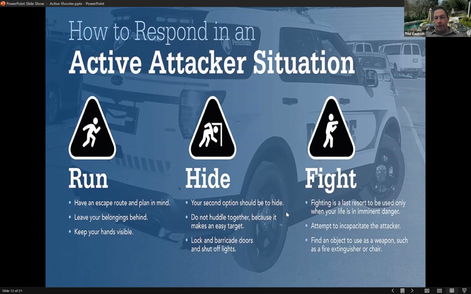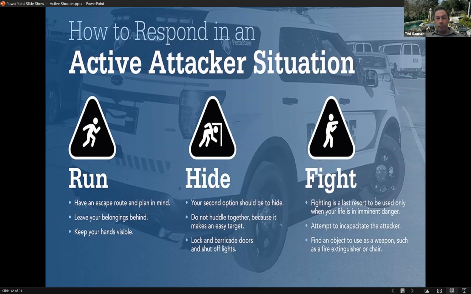And last resort is fighting. A lot of people have a hard time with this. When I've taught this to clinicians, they don't want to do this. It's very difficult, but at some point, if you have to fight for your life, you have to fight for your life, whether it be using any object you can get your hands on. If you're confronted by an active shooter, I wouldn't hesitate.